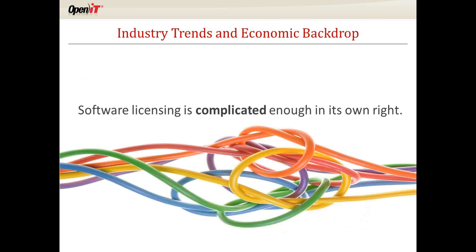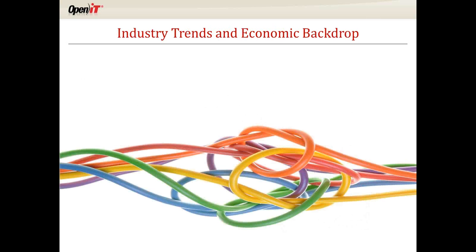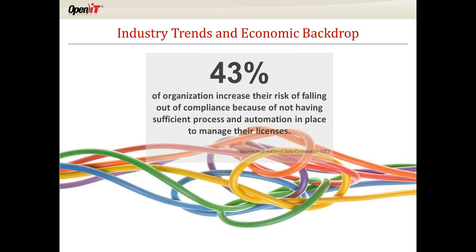As we all know, software licensing is getting more and more complicated every month and every year as we go on. The software manufacturers are continuing to change their licensing agreements and the complexity of those license agreements, which I'm sure most of you on the call today are quite well aware of. According to an IDC report, 43% of organizations have increased the risk of falling out of compliance because they don't have sufficient process and automation in place.